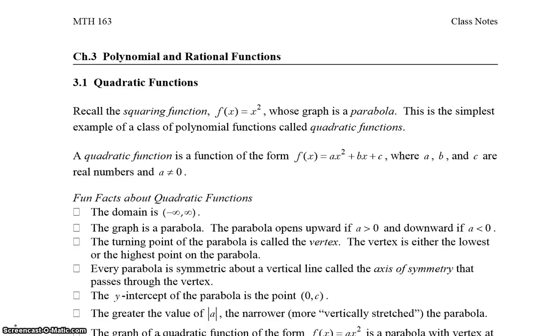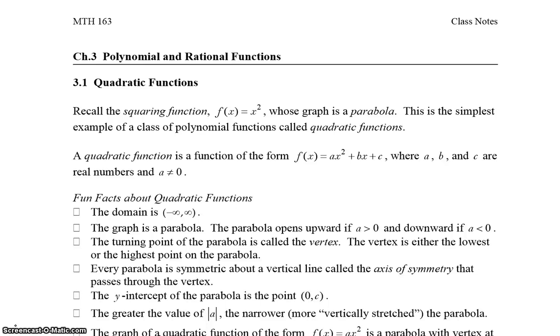So what is a quadratic function in general? A quadratic function is a function of the form f of x equals ax squared plus bx plus c, where a, b, and c are real numbers and a is not equal to 0. For the squaring function, we would have a equal to 1, b equal to 0, and c equal to 0.